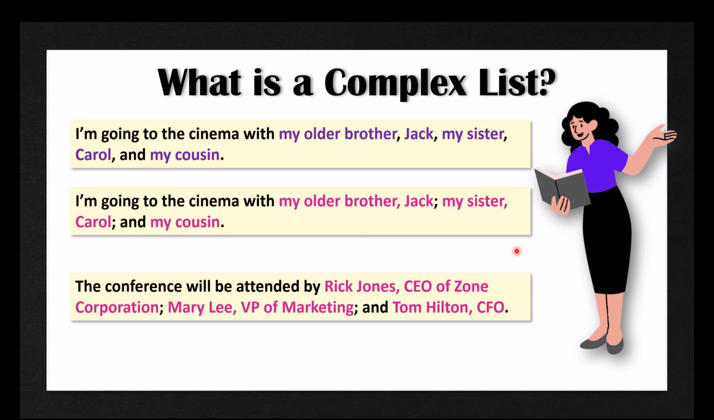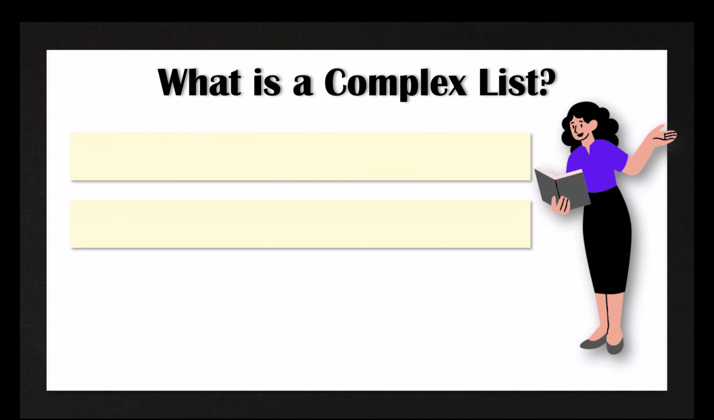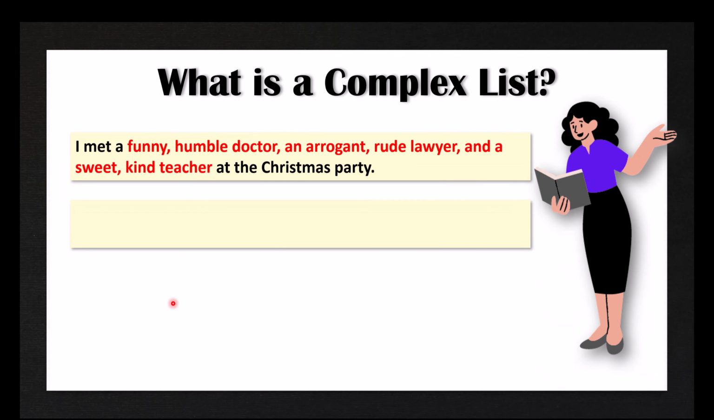Here's another example. The conference will be attended by Rick Jones, CEO of XYZ Corporation; Mary Lee, VP of Marketing; and Tom Hilton, CFO. Again, by using semicolons between these items, we're making it clear that this is 3 different people in this list and not 6. Let's look at one final example using coordinate adjectives.